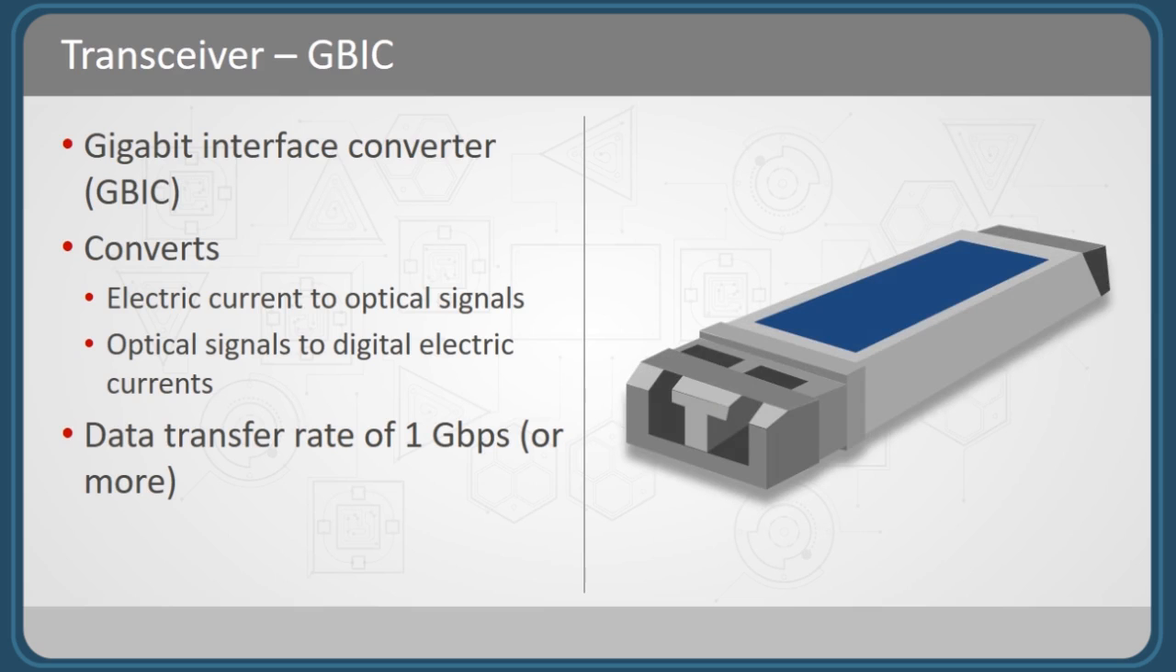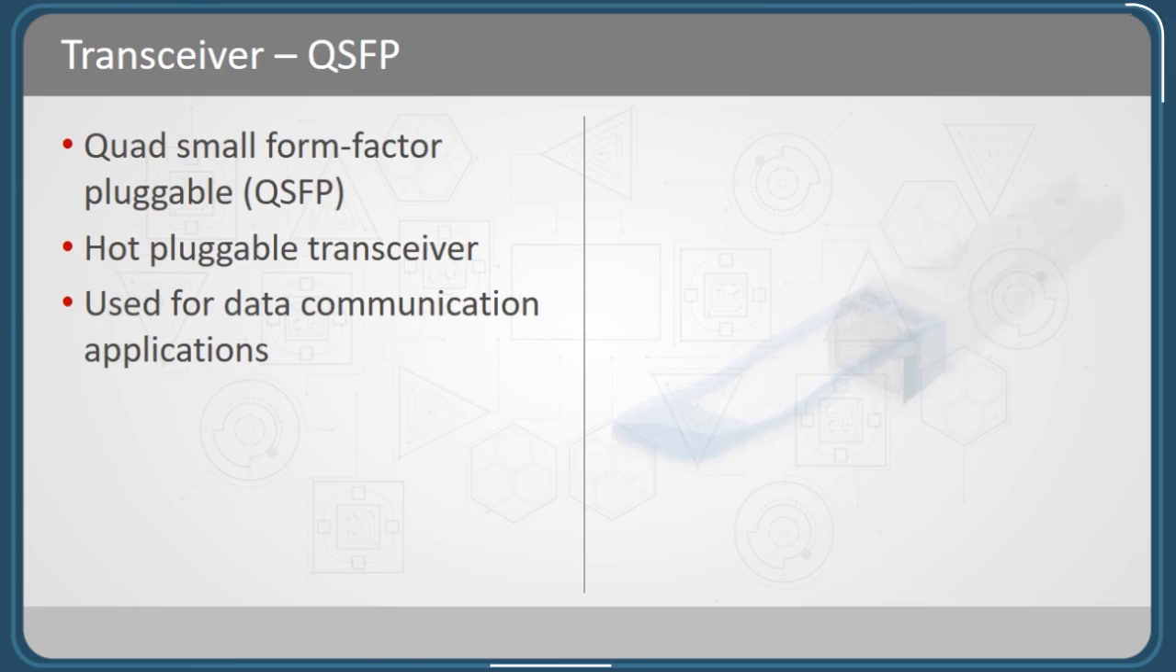Now, both of the SFP transceivers were typically implemented to supersede the GBIC, or Gigabit Interface Converter. This one did the same job, essentially converting the electric current to optical signals and vice versa. But its maximum data transfer rate was only 1 gigabit per second, and they were typically larger than the SFP. So they, in essence, superseded the GBIC, but you might still find these in certain implementations.